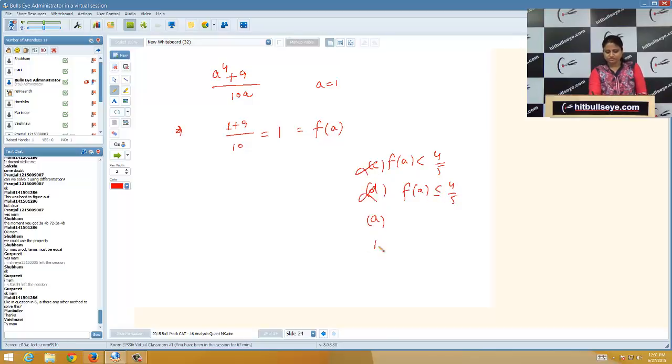Now we are left with option A and B. A says f(a) is greater than 4 by 5 and B says f(a) is greater than or equal to 4 by 5. The only difference between these two options is equality. So we can equate them and try whether we are getting a value of a for which this equation holds true. That is the only possible way we can do this question. Is it okay, Mohit? By using numbers only.